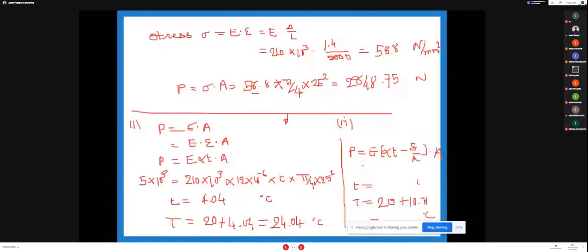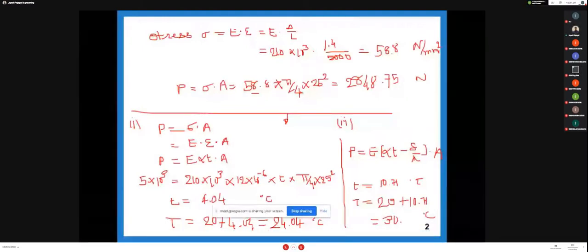Yes, 10 and 1. Sir, I took the other one instead of 5000. 10.71 degree Celsius. Yes. Now add this 20 degree. Okay, so this will be 30.71.